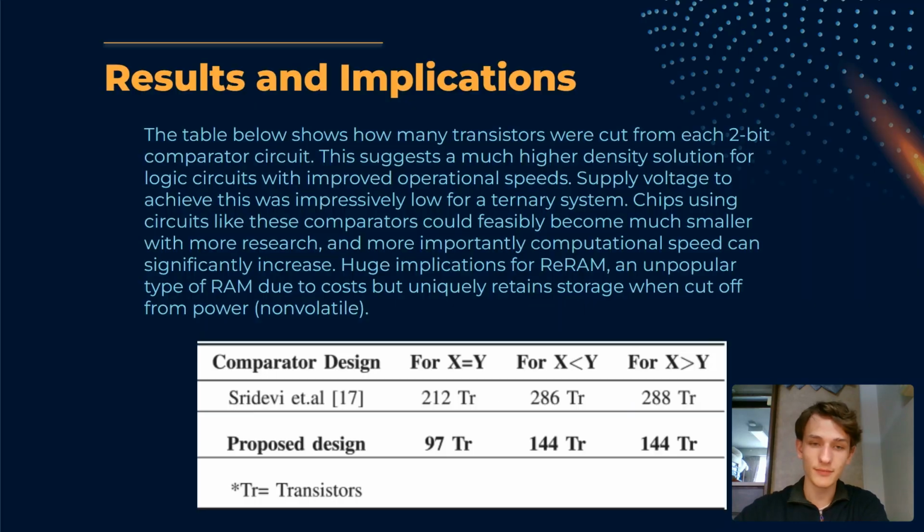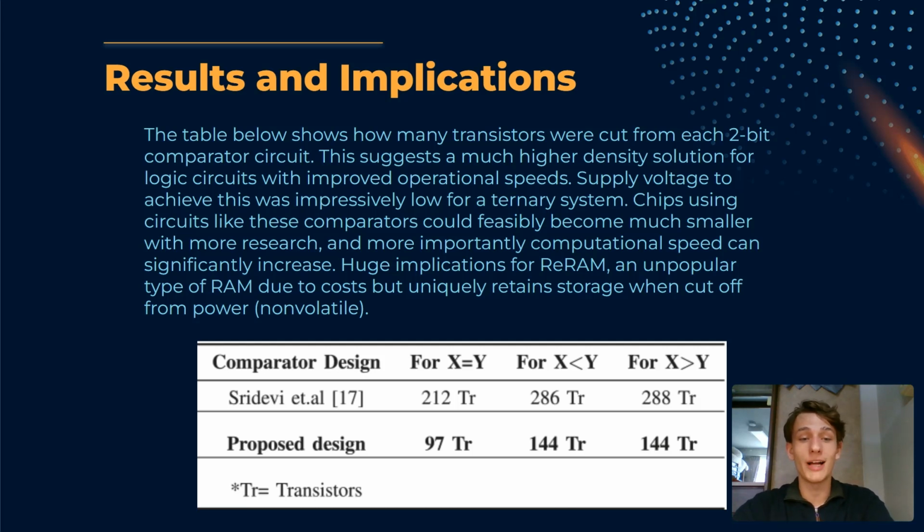Now, the results and implications of this: you can see how many transistors they cut in each of the circuits in the table at the bottom. It's pretty impressive. They cut it by half in each of them, more than half in most of them. It all relates back to how I said higher density solution, improved operational speeds.